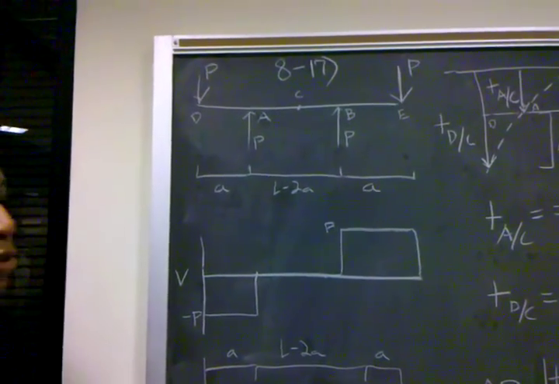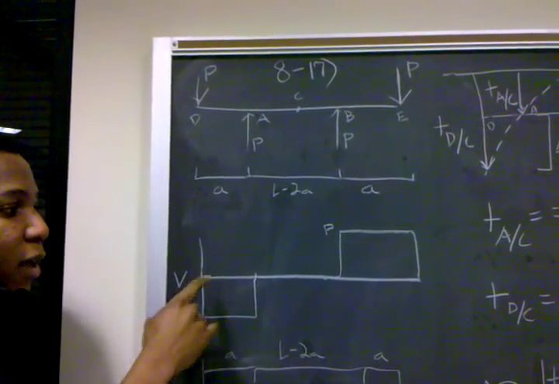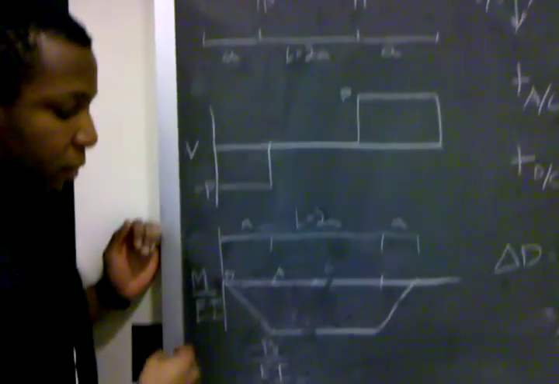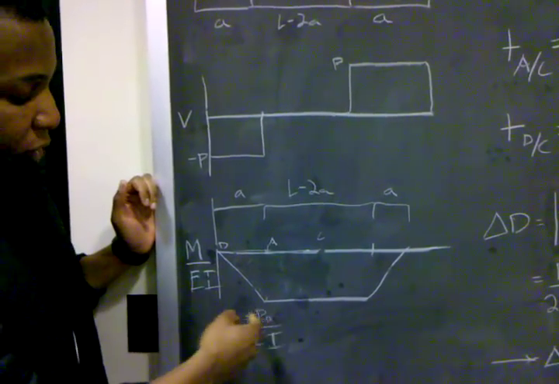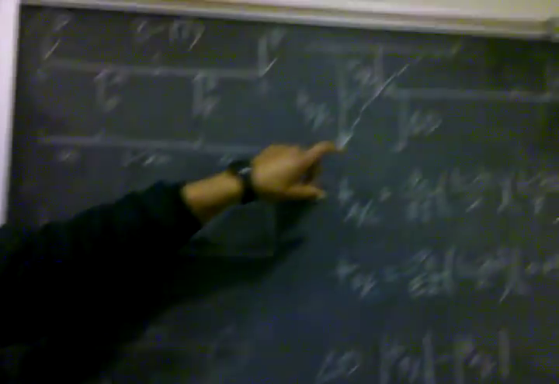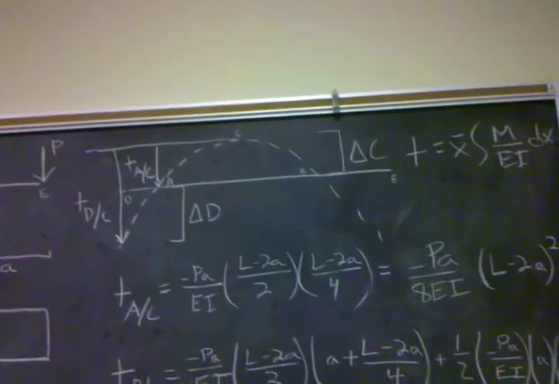So we do the sum of forces and we find the shear diagram. And from the area underneath the shear diagram, we find the moment diagram. And because we have negative moment, we know that the deflection is going to be negative. It's going to be frowny face.